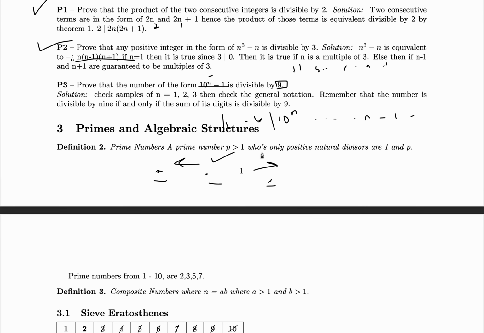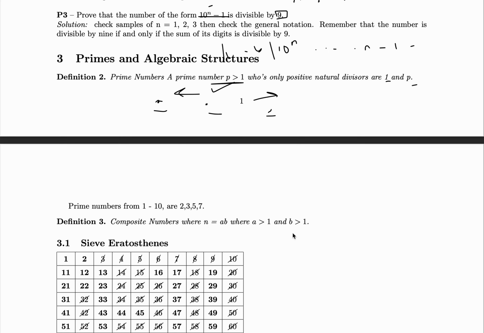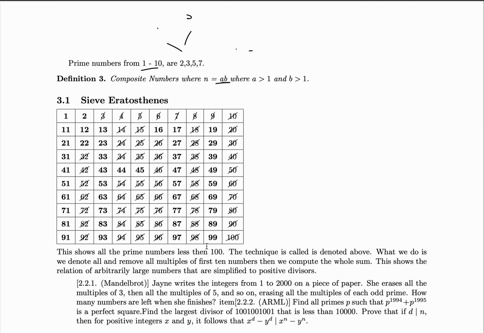Okay. Now, primes and algebraic structures. A prime number is a number in the form of p, meaning that it's greater or equal to 1, and whose only positive divisors are 1 or p. Let's say for the base numbers 1 until 10, it's 2, 3, 5, 7. Now here, this is the definition of composite numbers. It can be written as the sum of both numbers. So here we can actually use the Sieve of Eratosthenes to denote the first 100 prime numbers.